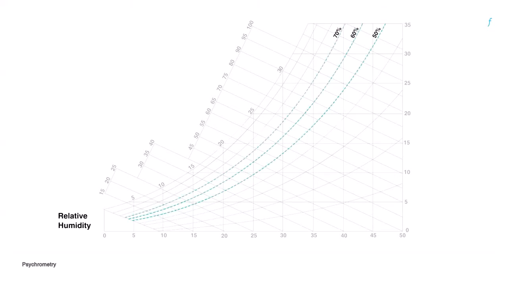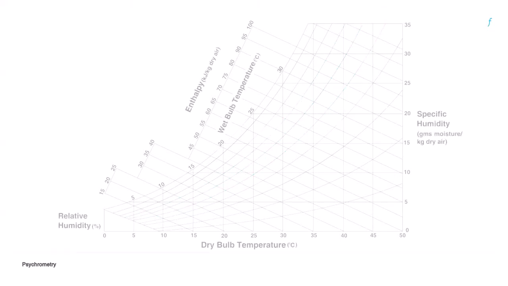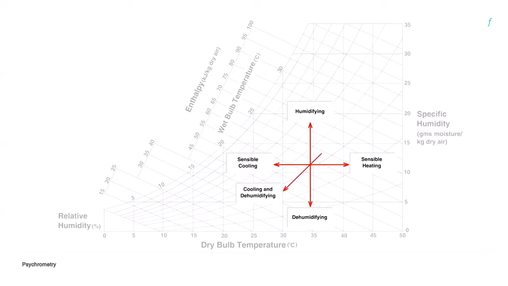So moving towards the right or left on the chart parallel to the x-axis would be sensible heating or sensible cooling, where the dry bulb temperature changes without a change in the moisture content of air. Moving parallel to the y-axis would cause humidification or dehumidification, that is, changes in humidity levels of air without changing the dry bulb temperature of air. Moving perpendicular to the wet bulb temperature lines would cause a combination of cooling and dehumidification or heating and humidification. Moving along the wet bulb temperature line downwards would be heating and dehumidification, whereas upwards would be cooling and humidification, which is what happens during evaporative cooling.